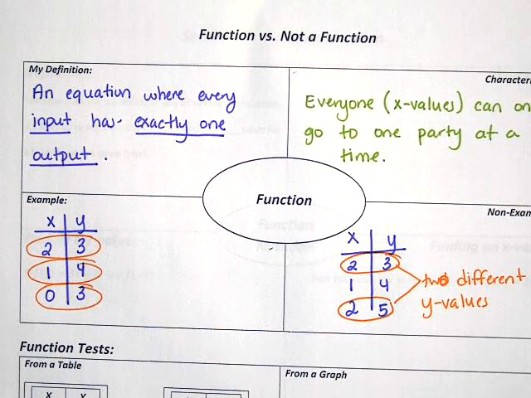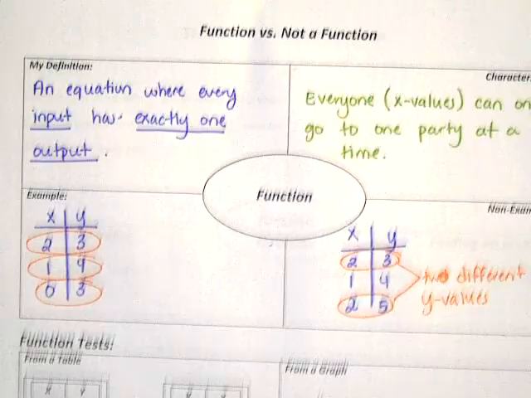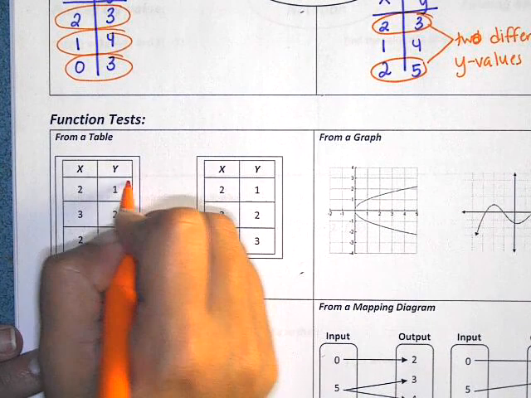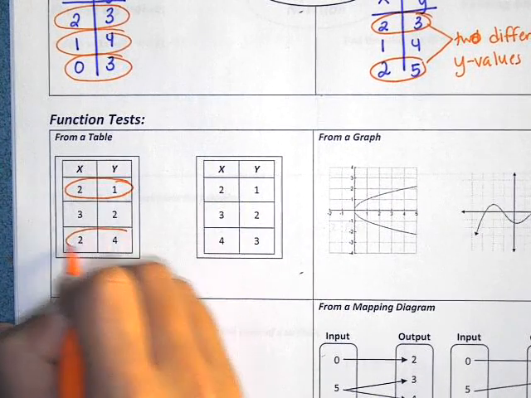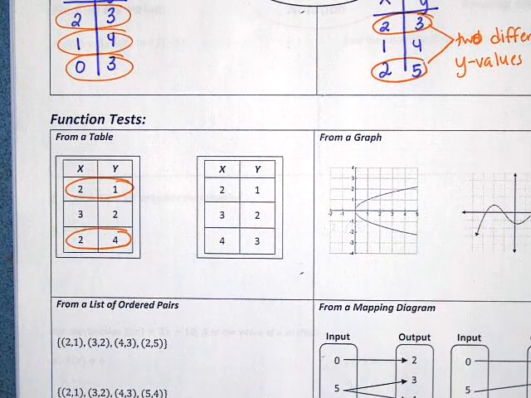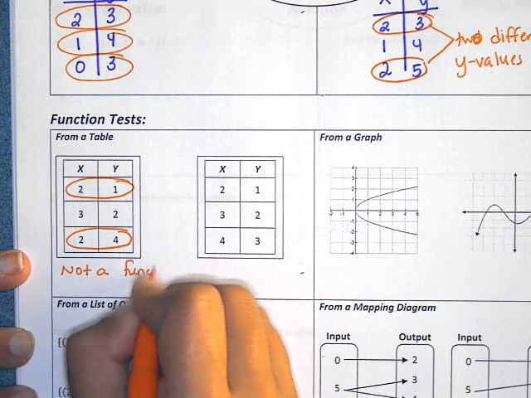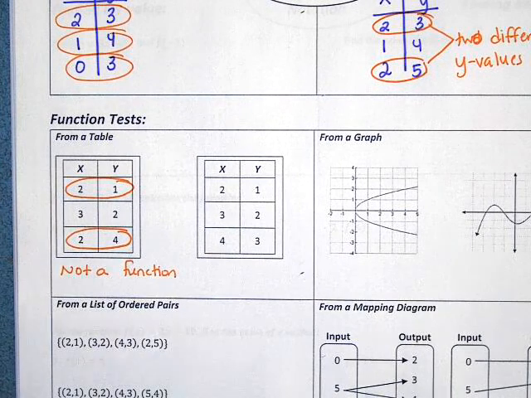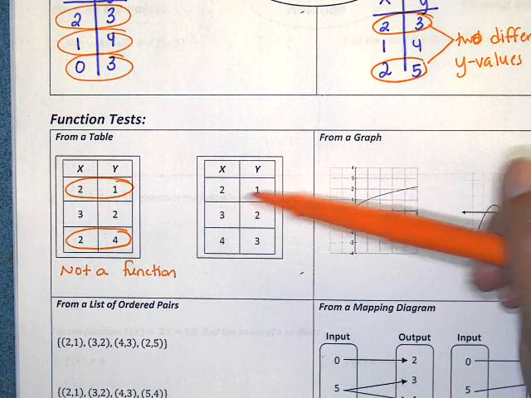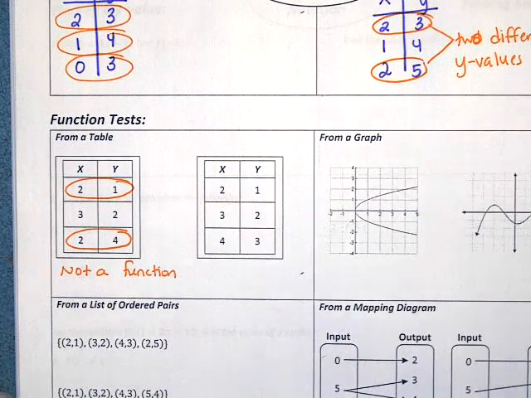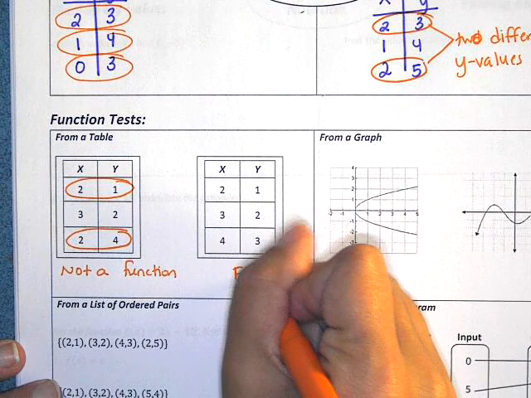Now we have different ways to determine whether we have a function or not based on the given information. So if I give you a table of values and I say, is it a function or not? What you're going to do is match up the x values. Here we have 2 going to 1's party and 2 is going to 4's party. So this would be not a function. Whereas in this table, 2 is going to 1's party, 3 is going to 2's party, and 4 is going to 3's party. Nobody's trying to go to more than one party. So this would be a function.